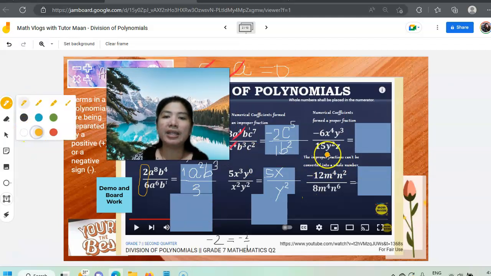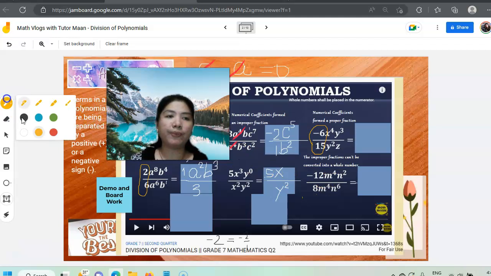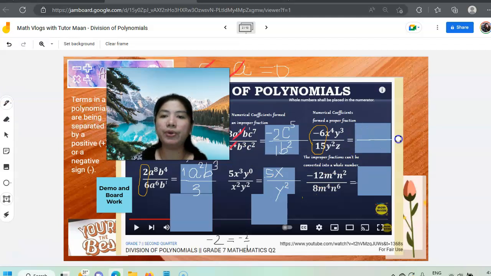So in this example, our number factor is a fraction. It's negative 6 over 15. What is the GCF of negative 6 and 15? It's 3. So negative 6 divided by 3 is negative 2. Okay, so the new numerator now is negative 2. And then 15 divided by 3 is 5. So the new denominator now is 5. Alright, that's for the number factor.